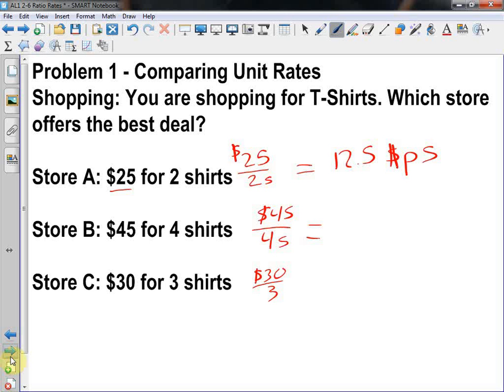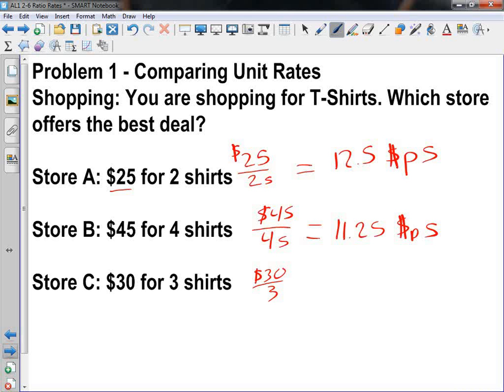What do you need to do? Divide them, right? And then somebody's got a calculator. Eric. 11.25, and we're talking about dollars per shirt, right? So store B is the best one, right? No. Oh yeah, we didn't compare them all.